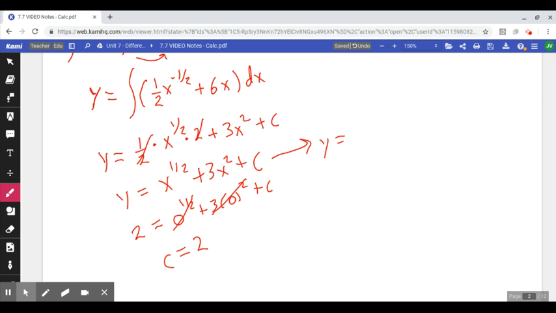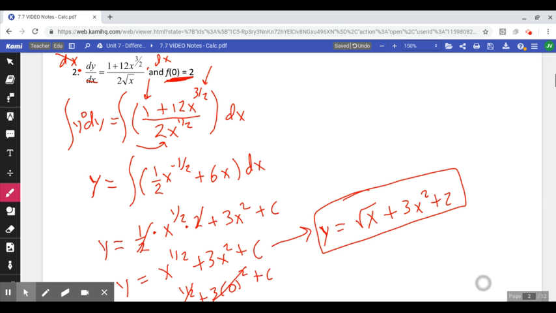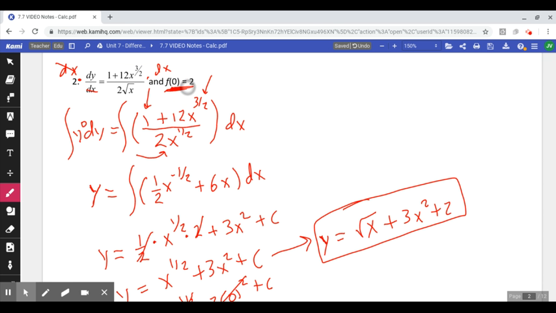And you can make the x to the 1 half square root of x. Sometimes you'll see it like that for sure. And then the 3x squared is going to stay the same. And then we've got plus 2. This one's already solved for y, so we kind of lucked out there. We don't have to do any extra solving work right here. So that is the particular solution to the above differential equation, once again with this initial condition.